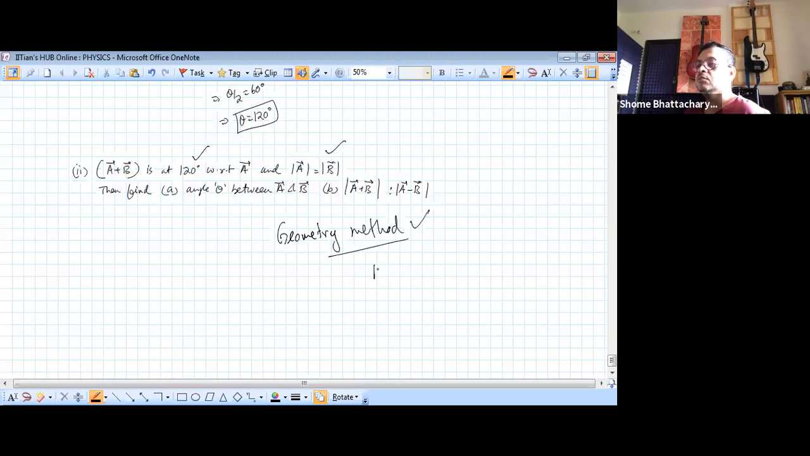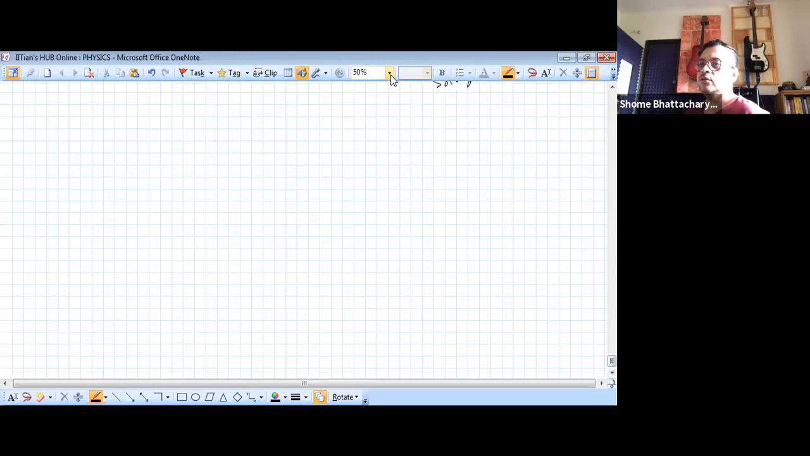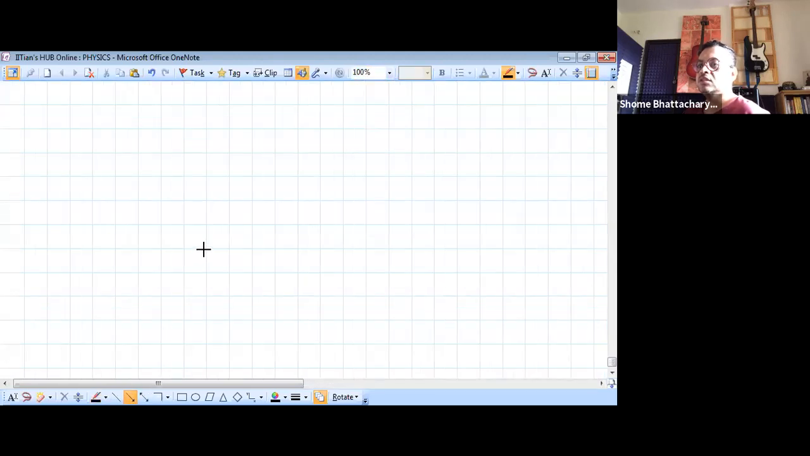Why will it be easy? Because mod A is equal to mod B means it's an isosceles triangle. And the angle is also given. So solving the geometry is going to be very easy. So let's see how to interpret this now. So suppose this is my vector E, which is of some magnitude.